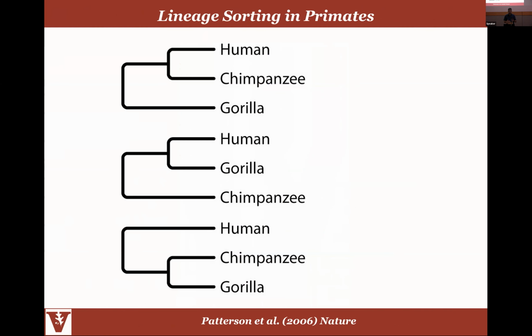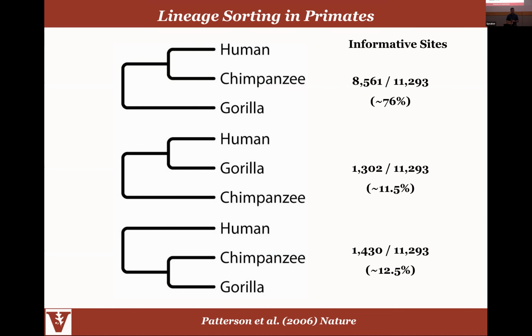The classical example of lineage sorting is our own species. If we look at the human genome and compare it with the chimp and gorilla genomes, we ask at every site in the genome how many are shared with chimpanzee and indicate that chimp is our closest relative, and how many indicate one of the other two possible histories: that human and gorilla are each other's closest relatives, or that chimp and gorilla are each other's closest relatives and humans are the outgroup.